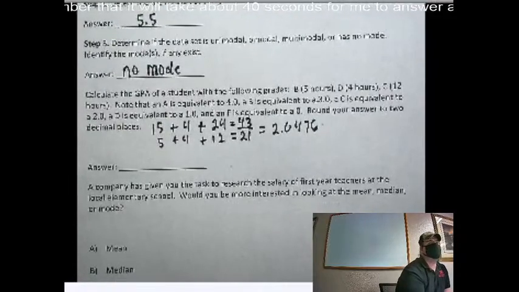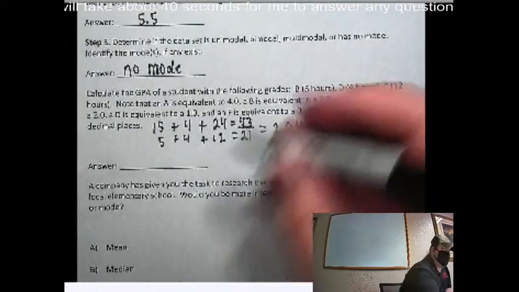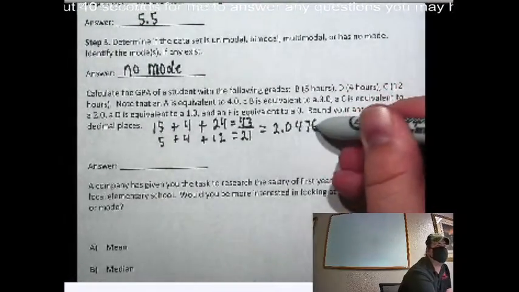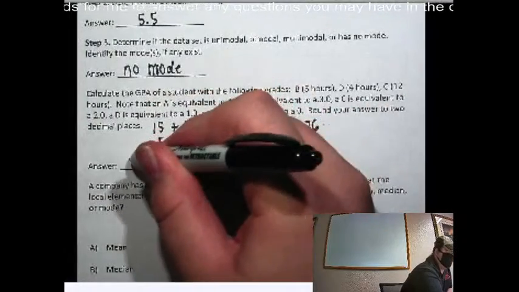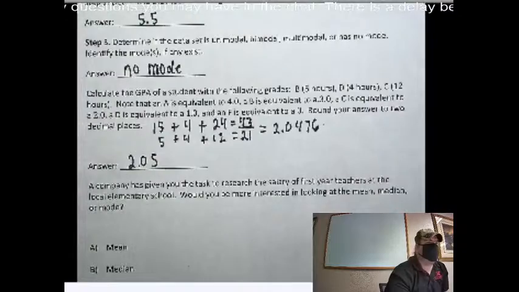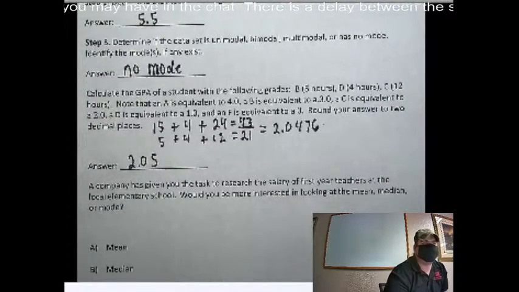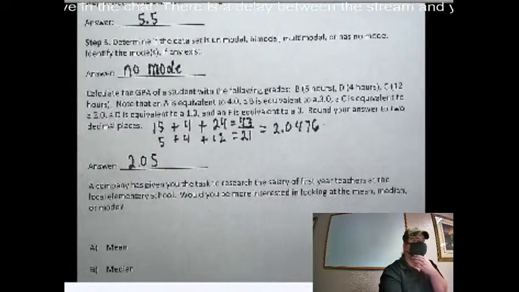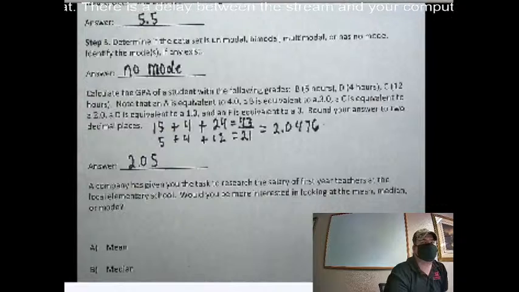Okay, but we need to round this to 2 decimal places, so we're going to round that to here, which means that this 4 rounds up to a 5. So 2.05. So there's our GPA. Any questions?